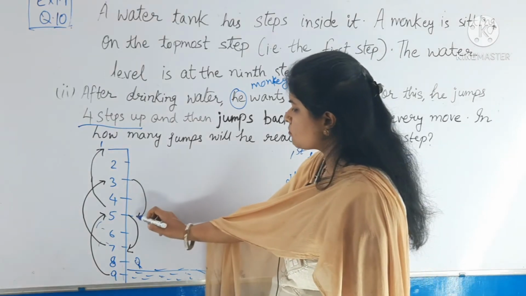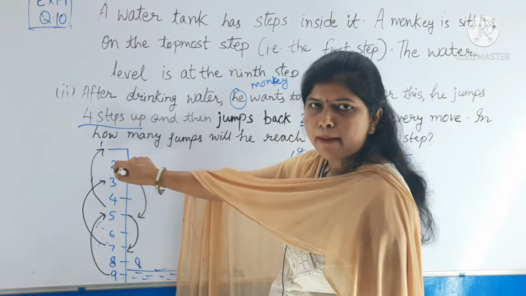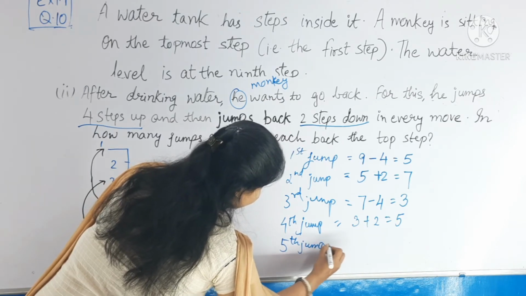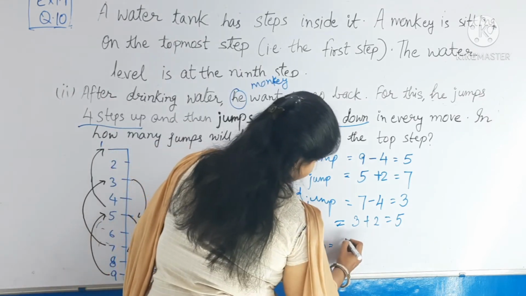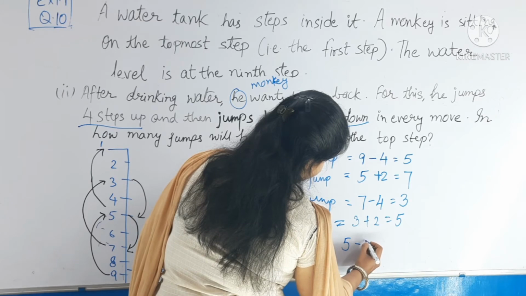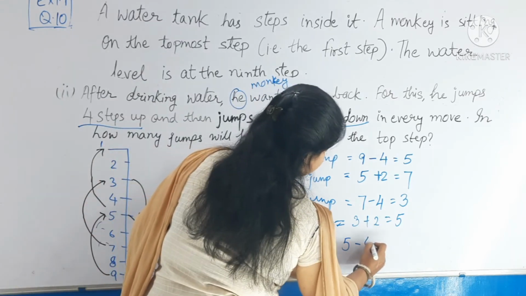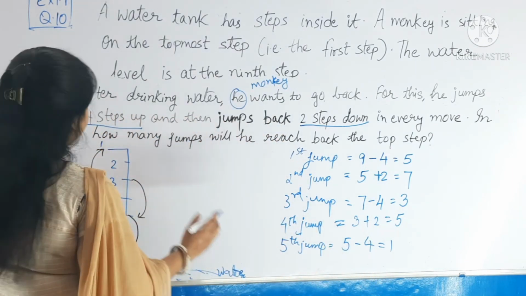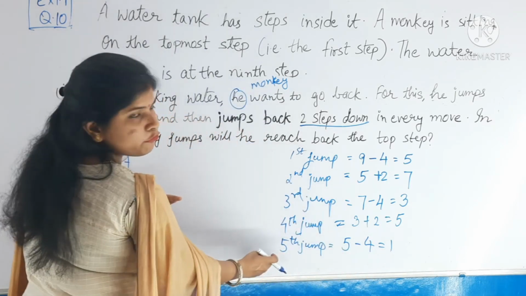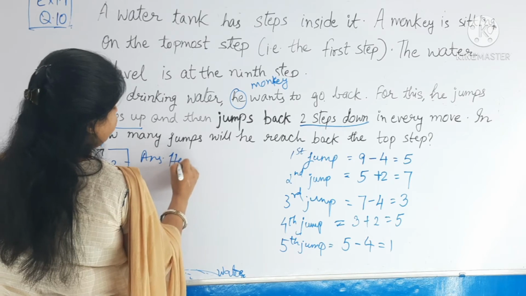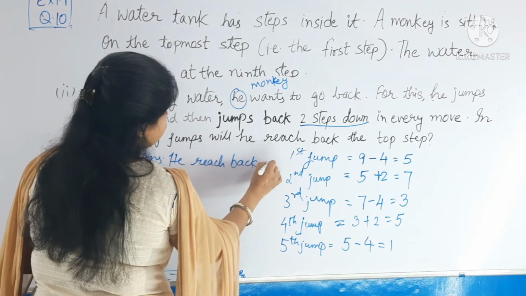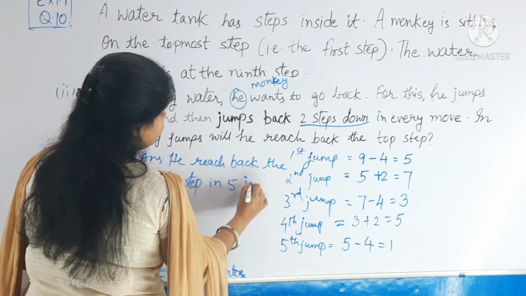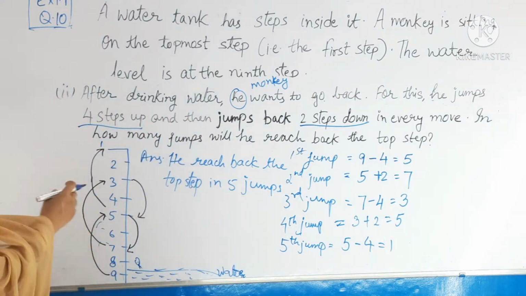In the fifth jump, again he jumps four steps up. So in the fifth jump, 5 minus 4. That is, we are getting 1. Means this is the step. So the monkey is reaching the first step after the fifth jump. So the answer will be, he reaches back the top step in how many jumps? In 5 jumps. This is the solution for the second part.